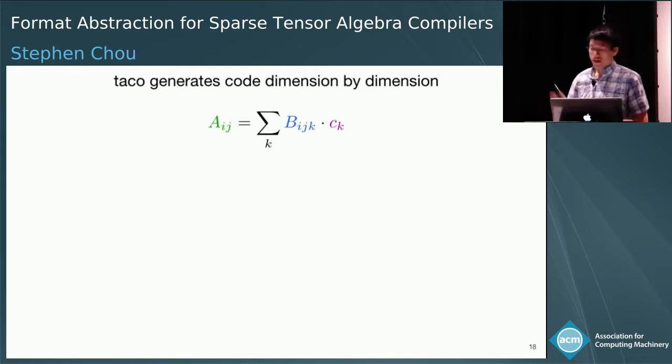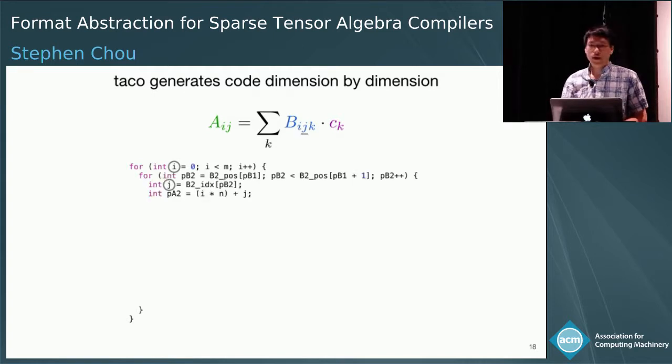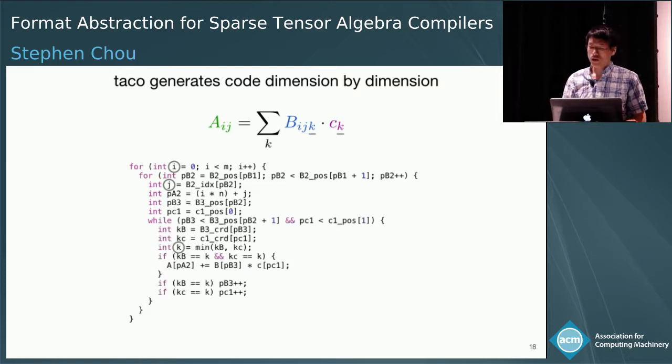So to generate code that computes this tensor vector multiplication, for instance, Taco would first generate code to iterate over the slices of B, and then within that, generate code to iterate over every row within the slice of B. Then finally, Taco would generate code to iterate over the columns of B, as well as access C at the same time. In this way, we reduce the problem of computing with different tensor formats to the problem of computing with different level formats instead.